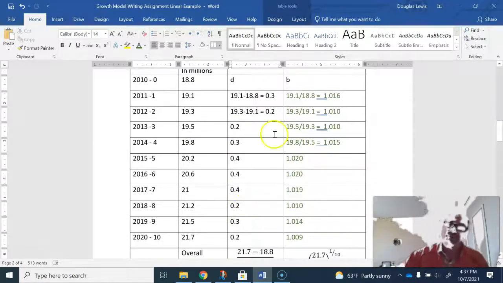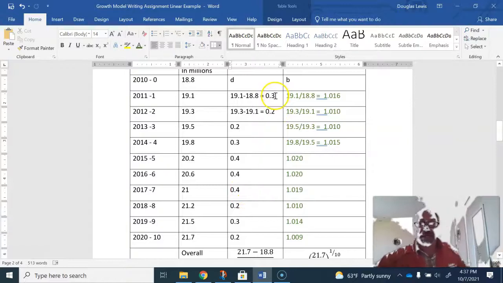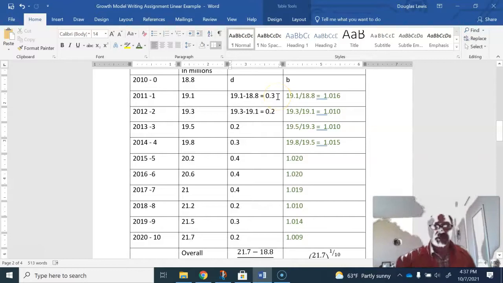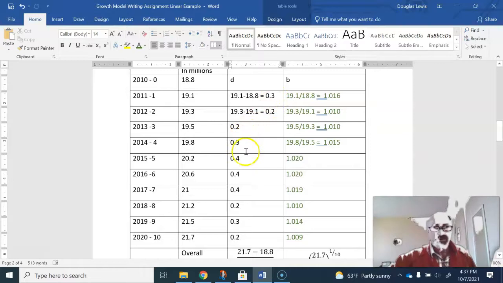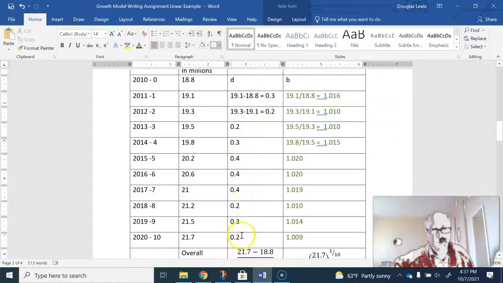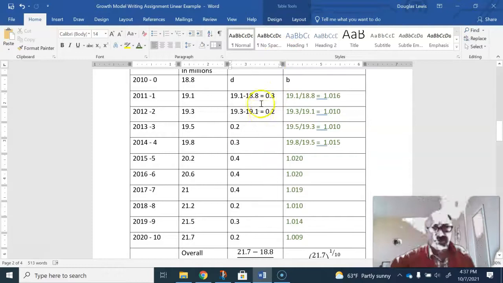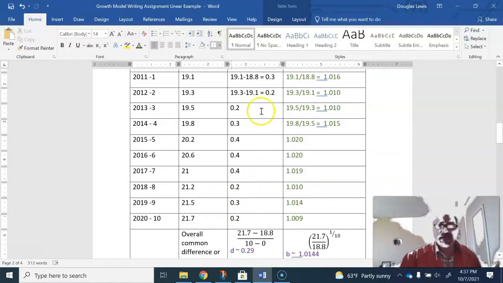And you can see these differences are not constant like we would get in a precise, exact linear relationship. But they're not too bad. It starts out at 0.3, goes down a little bit, comes up to 0.3, goes up a little higher, then comes down and goes back up again. So it's all around 0.3, a little below and a little above. And notice these are all rounded to the nearest tenth of a million. That was how the data came, so I couldn't get any more precise than that. But as you can see, the averages are going to be around 0.3.